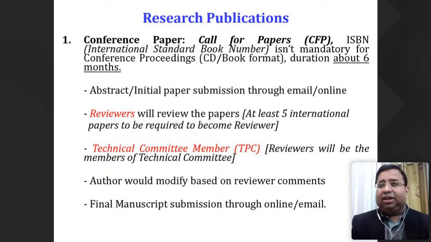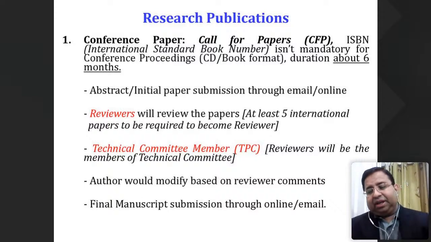Based on the reviewer comments, the authors then have to revise the paper a second time. We call it the final version or final manuscript. Sometimes we use the term camera-ready paper. That means the authors will prepare the camera-ready version based on the reviewer comments. Okay. Again, they have to submit it through online or email.